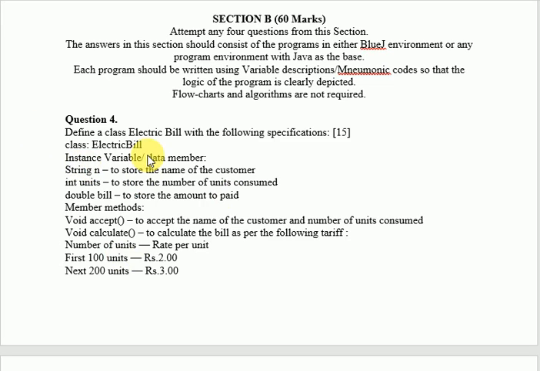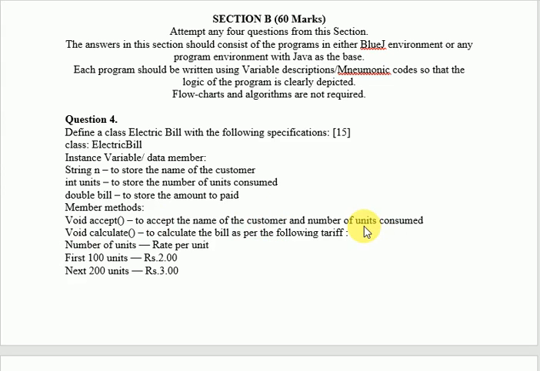As I've already told you earlier in my previous videos, these kinds of questions are very simple, because most of the things that need to be done are already mentioned in the question. You simply need to follow the instructions given in the question and write the functions. So let us see what the functions are. Void accept, to accept the name of the customer and the number of units consumed. Void calculate, to calculate the bill as per the following tariff.